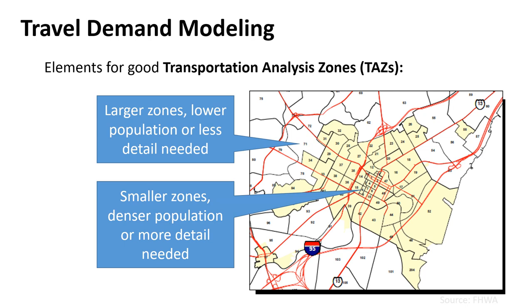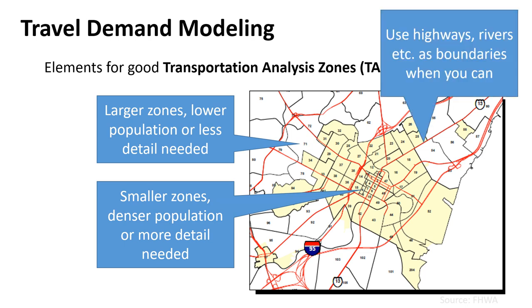where we have dense population and more detail is needed. We'll use highways and rivers as a boundary quite often. You can see sometimes we don't. Down here, this is actually passing right through one of the zones. That's okay. Quite often we will break it right on the highway as long as it works with all those other considerations to take into account as we go through.